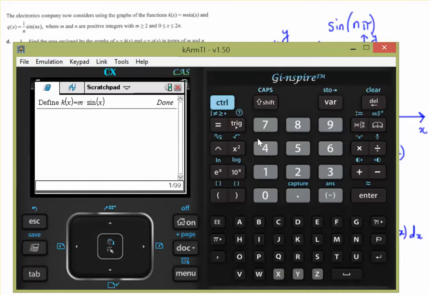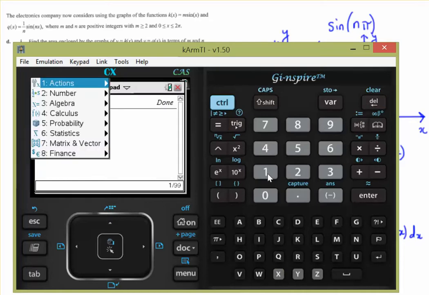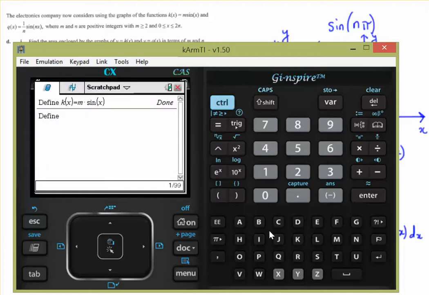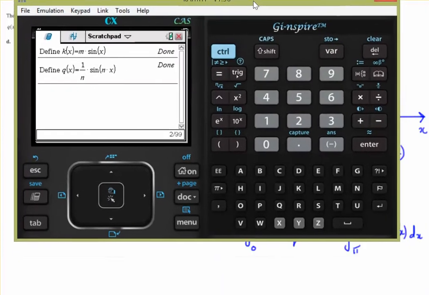That's done, and let's define q of x equals 1 on n times sine n times x.